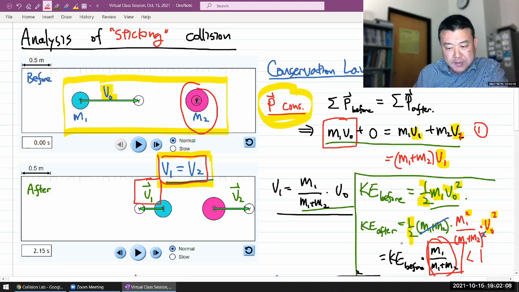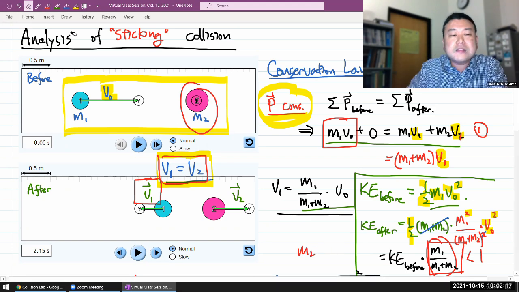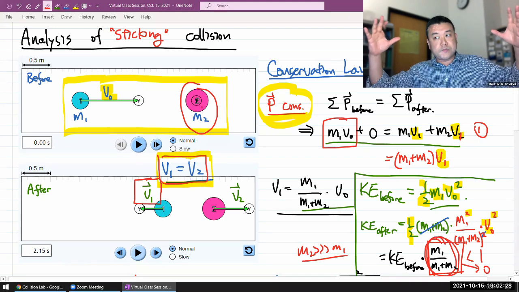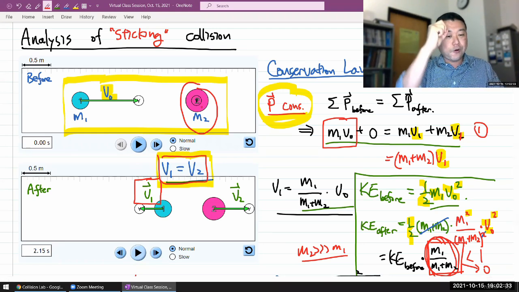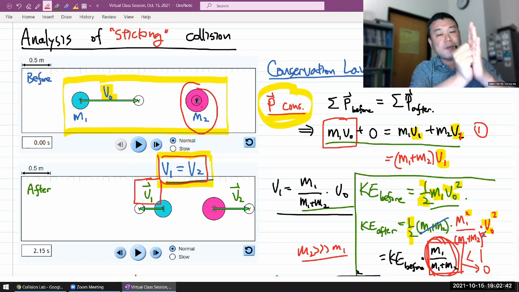And in the limiting case where M2 is much, much greater than M1, you see this ratio approaching 0. So if M2 is a very large mass, like a wall, then M1 goes to it, sticks to it, and all of the kinetic energy goes away. When a mass sticks to a wall, it's stopped, nothing's moving, all the kinetic energy is gone. It just takes M2 being a much bigger thing than M1.